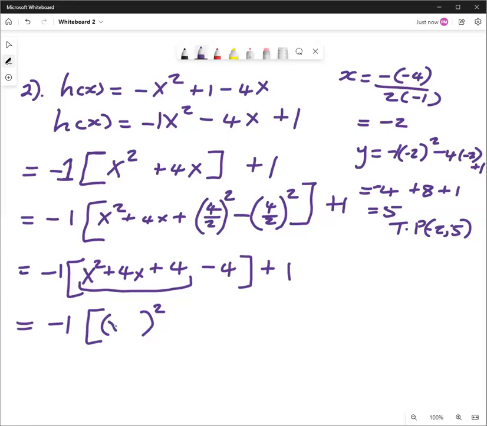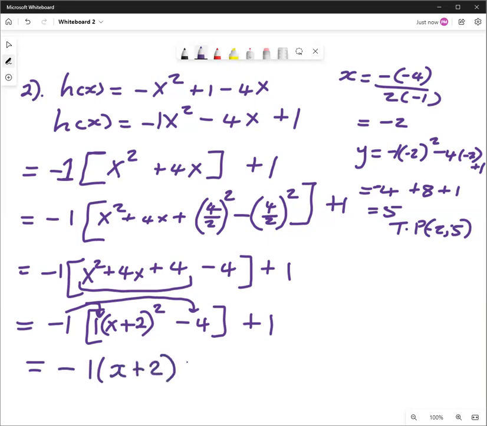Square root of x squared will be x. Square root of 4 is 2, right? And then you take the sign of b, which is plus. Then you have -4 there. Then you have +1, right? Then you multiply in the -1. So remember here, there's an invisible one. So you're going to multiply there and there, right? Which becomes -1 in bracket x plus 2 squared, then +4, then +1. This part here will give you 5.